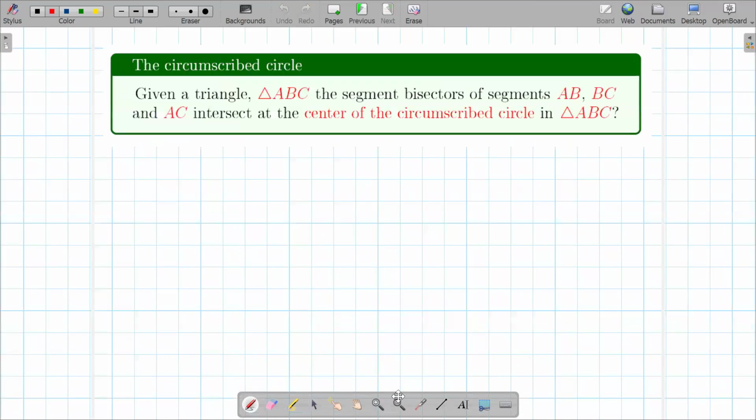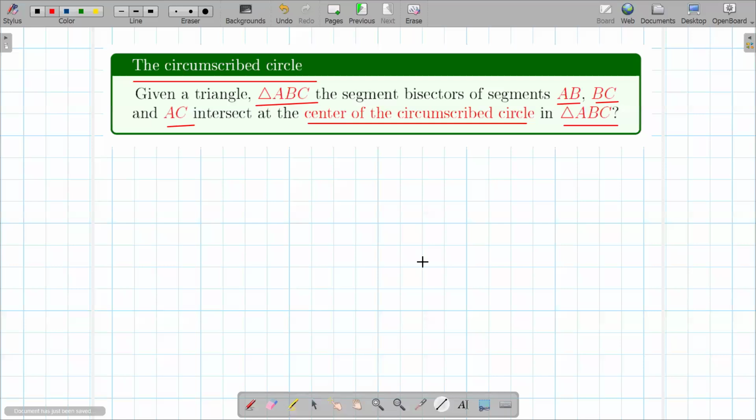And let me summarize this. We have this idea of the circumscribed circle, which says that given a triangle ABC, the segment bisectors of segments AB, BC, and AC intersect at the center of the circumscribed circle in triangle ABC.